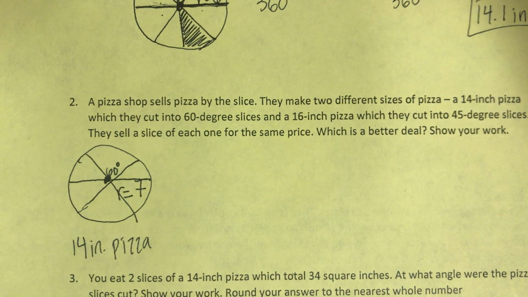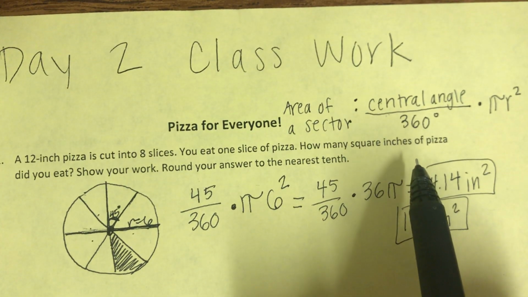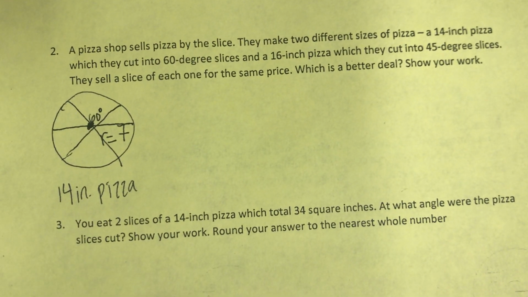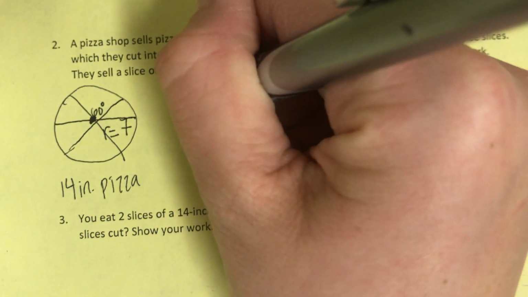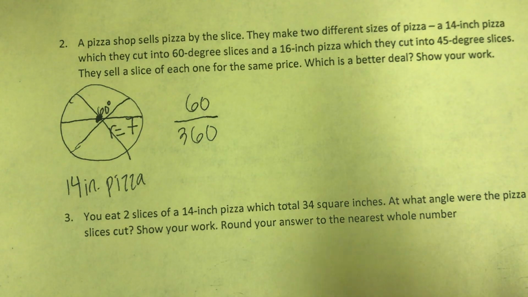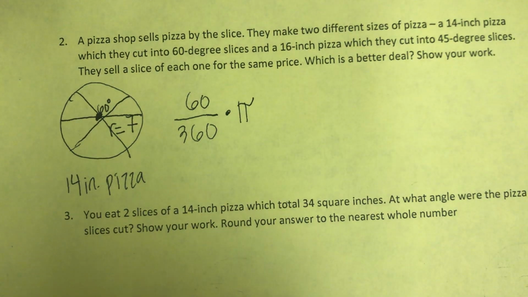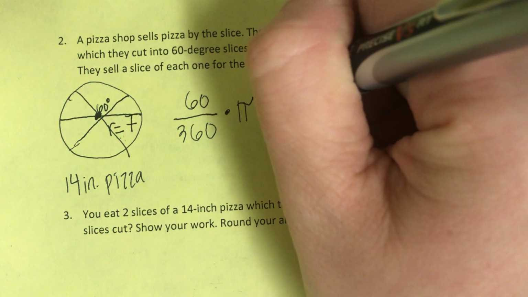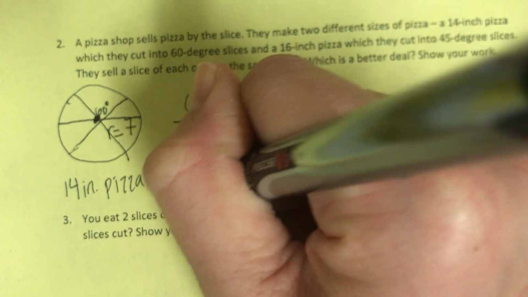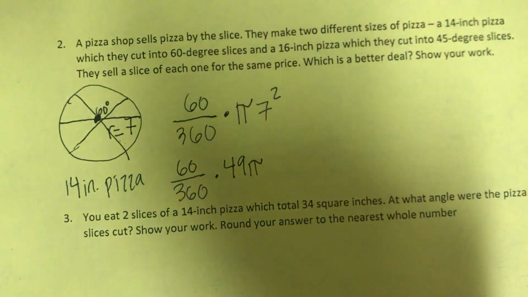So we go back to that formula. Hopefully you're starting to memorize it, but it's the central angle over 360 times pi r squared. So what's my central angle for number 2? 60 degrees. Divided by 360, because that's how many degrees are in a whole circle. I'm going to multiply by pi r squared. R stands for radius. We found the radius over here, which is 7 squared. So let's simplify this a little further. So 7 squared is 49, because 7 times 7 is 49, times pi.